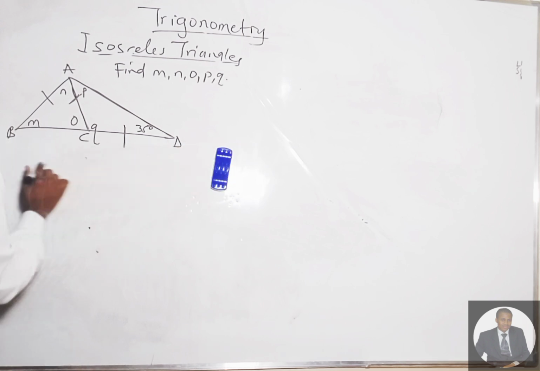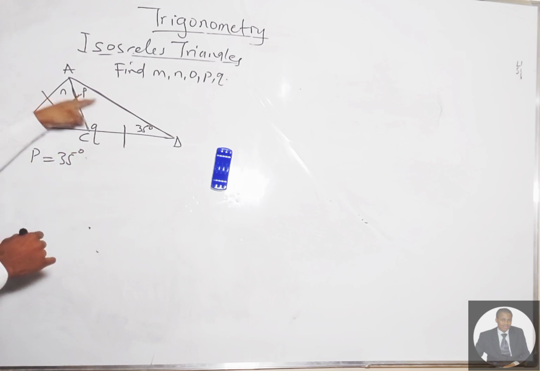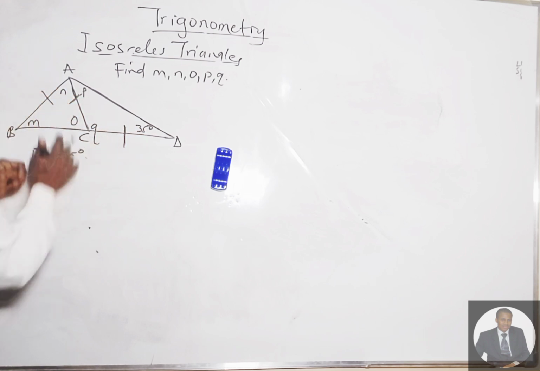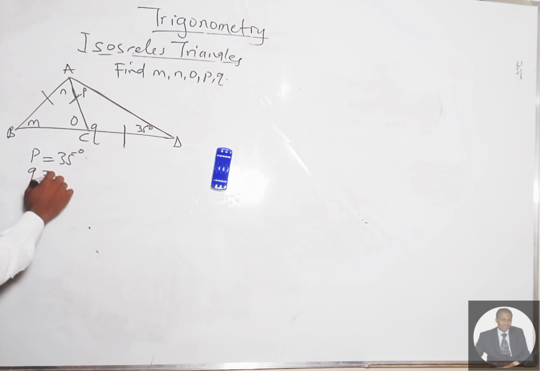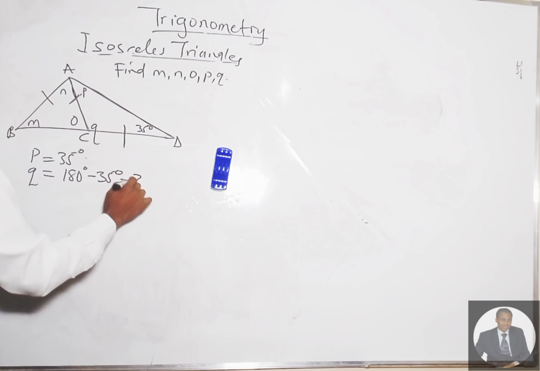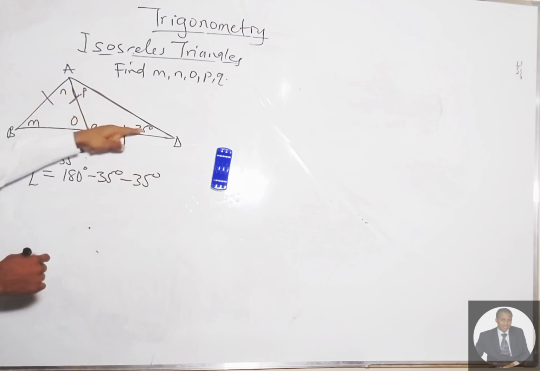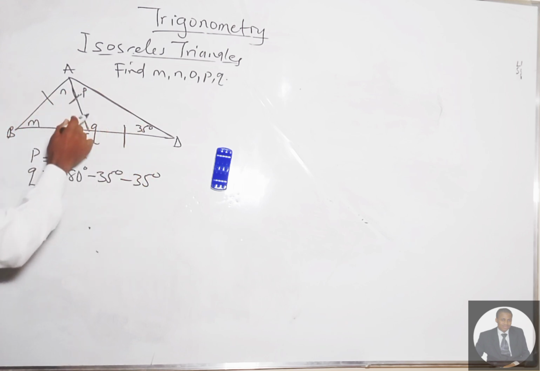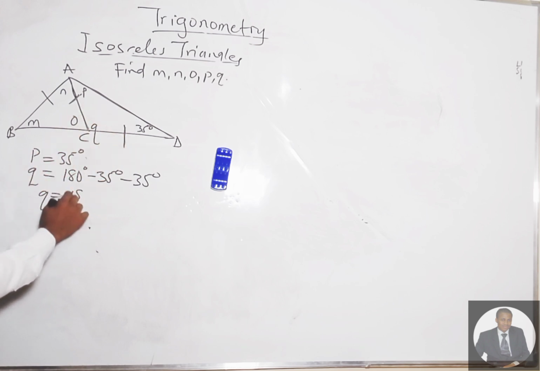So what is this telling us? It means that P equals 35 degrees. This P will be equal to this, since this is an isosceles triangle and this is the base. Now having done that, we can easily find our Q. Q then will be 180 degrees minus 35 degrees minus 35 degrees. Total sum of angles in a triangle, this plus P plus Q plus 35 is 180. So Q will be 180 degrees minus 70 degrees, and that will give us 110 degrees.